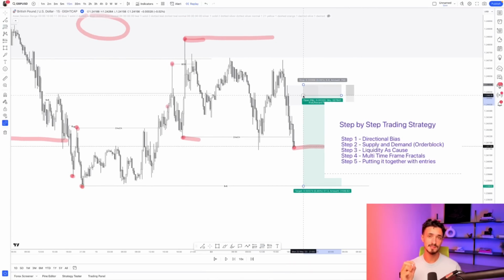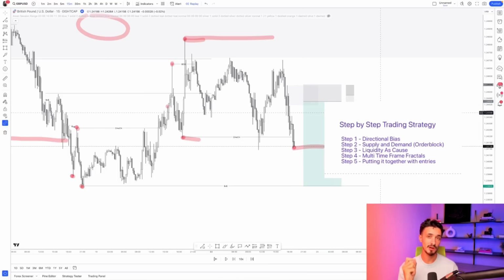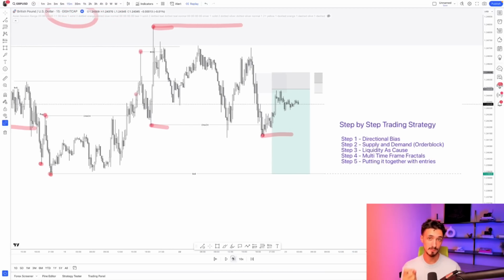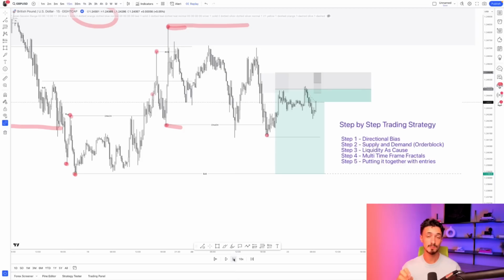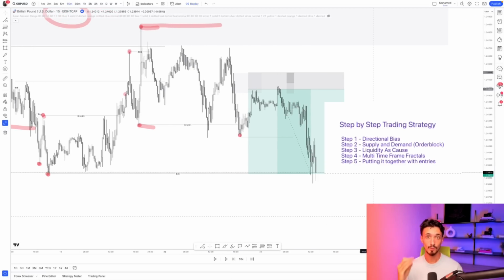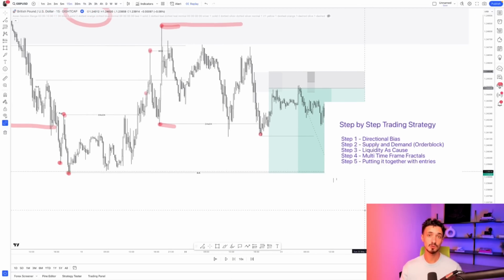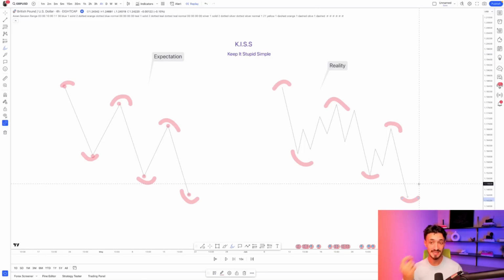Into step 4, we're going to be taking a look at multi-time frame analysis, so we can tie all the pieces in together from a multi-dimensional perspective. And step 5 is going to go over our entry, our management, and our targets. Without further ado, let's go ahead and get into step number 1 of a pullback or extension before reversal. That's the mechanics behind it.